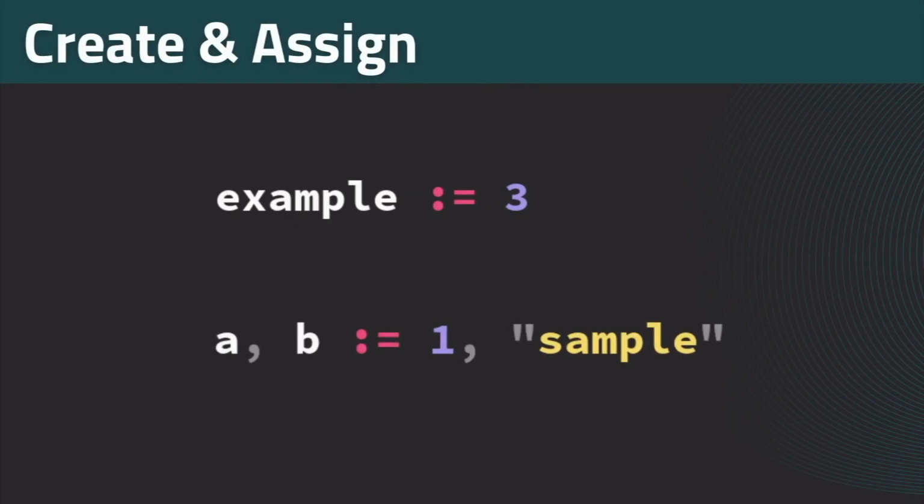We also have a create and assign shortcut. This is done by having the name of the variable, and then a colon equals, and then the value. This is what you'll commonly see in Go code because it's shorter and easier to write, and you get type inference as well. So this example variable will have the value 3 assigned to it because we're using the create and assign operator.